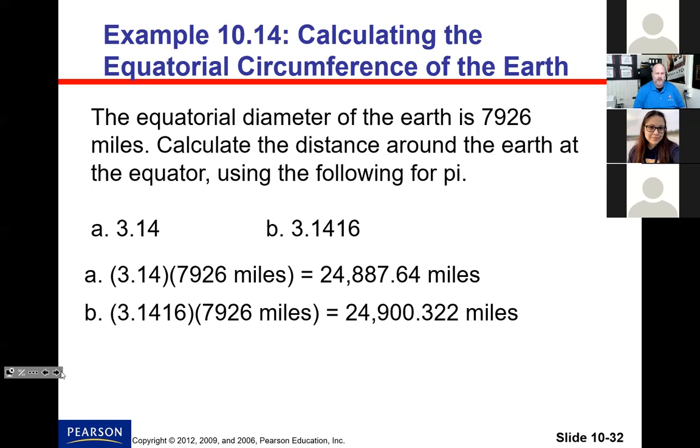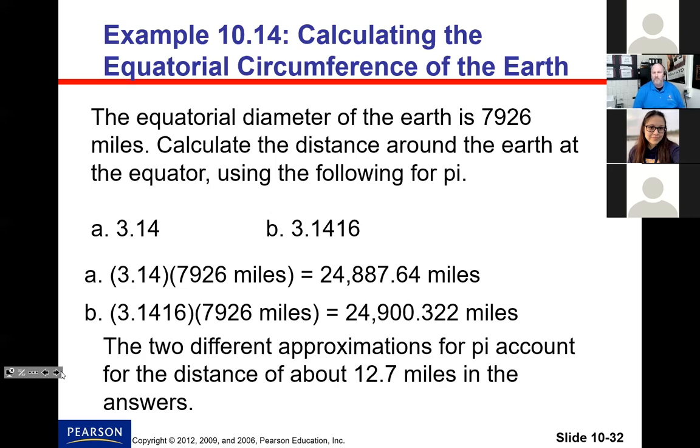24,900.322. What the heck? So the Earth is changing size? Why is the Earth changing size in circumference? No, it's just that our definition of one of the variables changes. Basically, when we're talking about pi, if we talk about those 2 extra decimal places, does it make a difference? Yeah, in this case, it makes a difference of about 12.7 miles, just based on approximations. So is accuracy important when you're doing math?